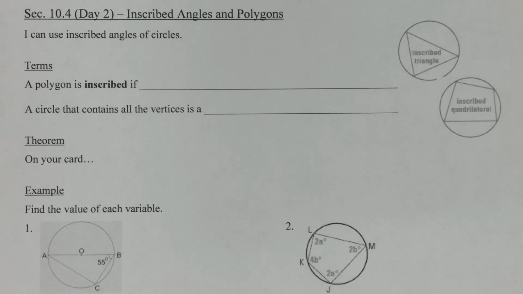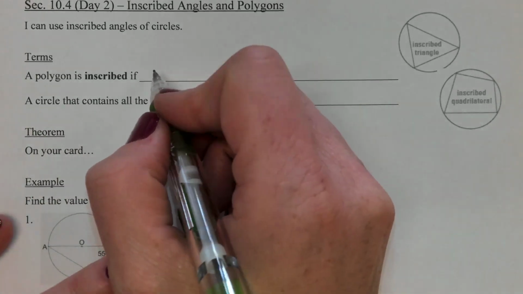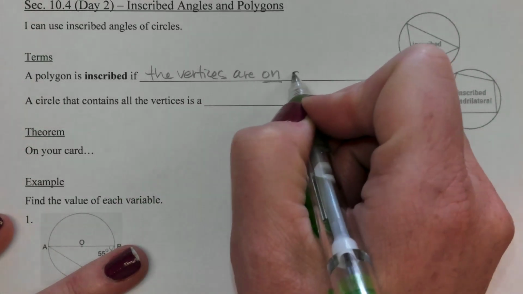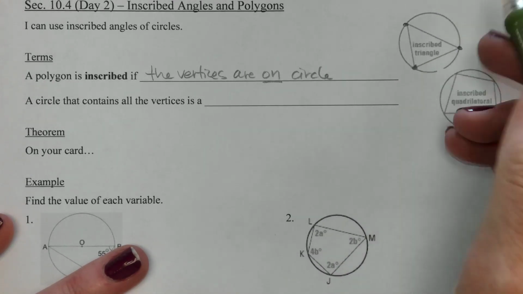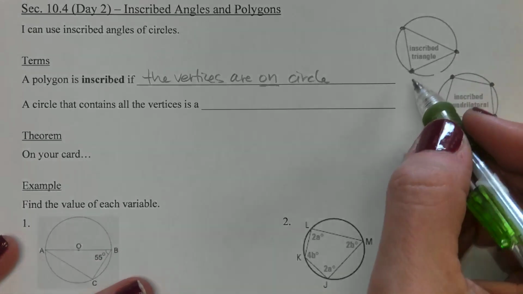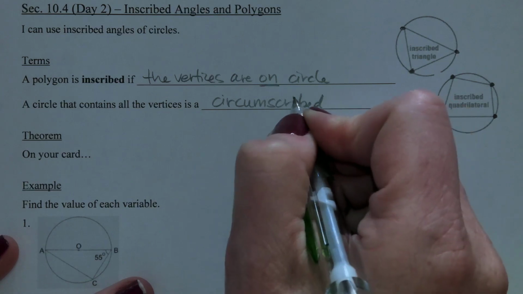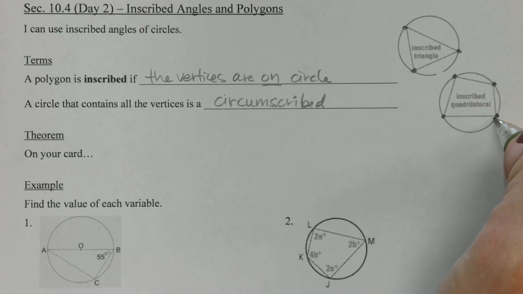This is section 10.4 and today we're going to finish up our conversation with inscribed angles and polygons. Today we're moving on to the polygons part. So a polygon is inscribed if the vertices are on the circle. Like these ones. I have a shape inside the circle, but the vertices, the corners of the shape, are actually on the circle. So they're totally contained. When that happens, the circle is called circumscribed, meaning that it totally, my light turned off, there we go, it totally captures the shape with its corners on the circle.